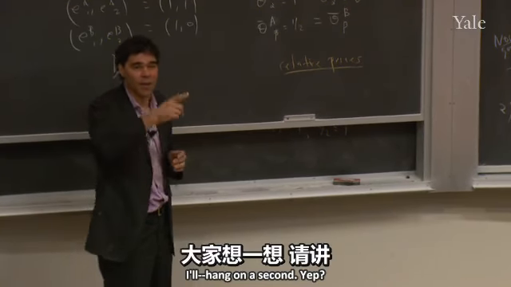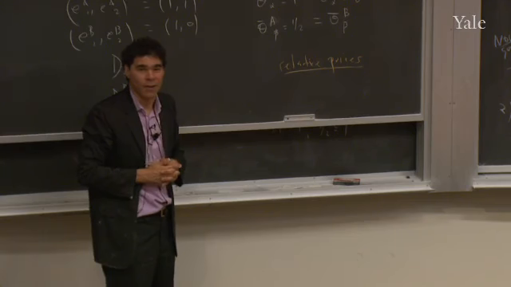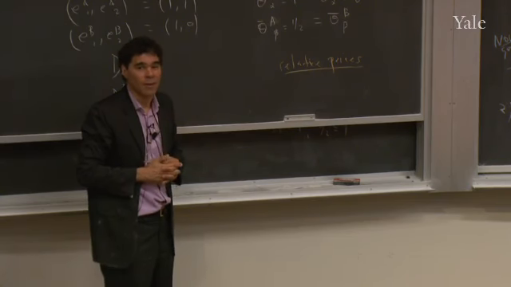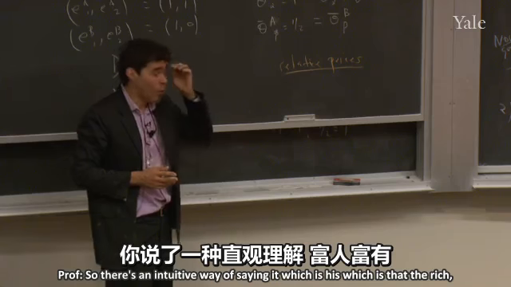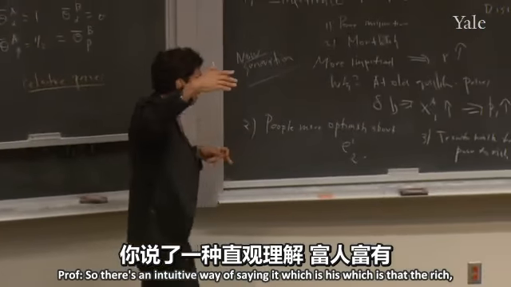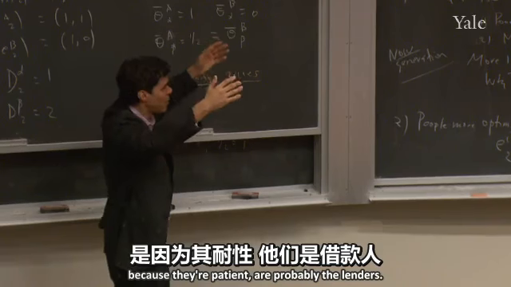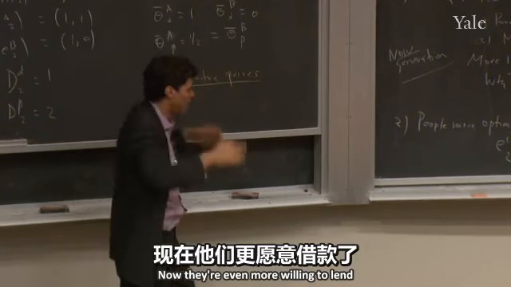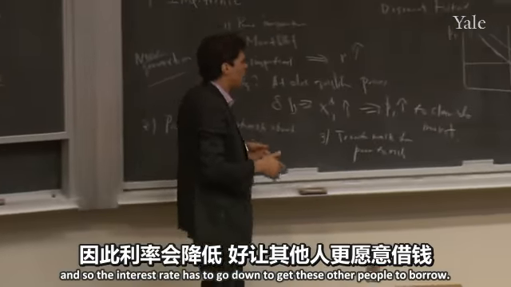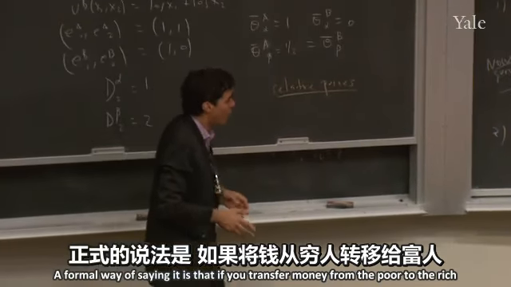Okay, hang on a second. Yep. That's going to lower it. Why is that? Okay, so there's an intuitive way of saying it, which is that the rich, because they're patient, are probably the lenders. Now they're even more willing to lend, and so the interest rate has to go down to get these other people to borrow.